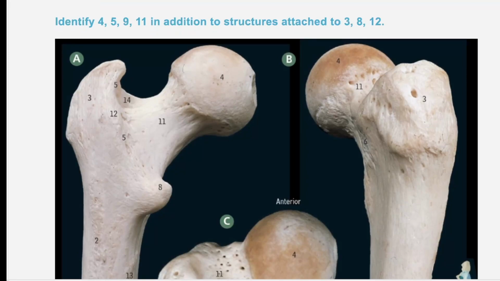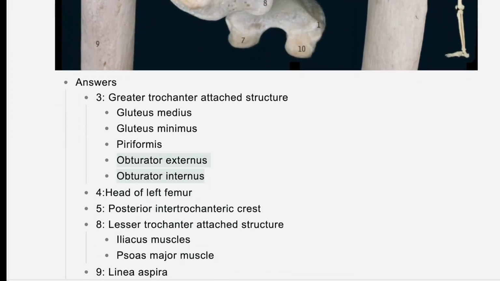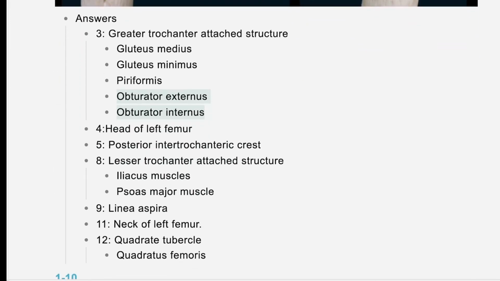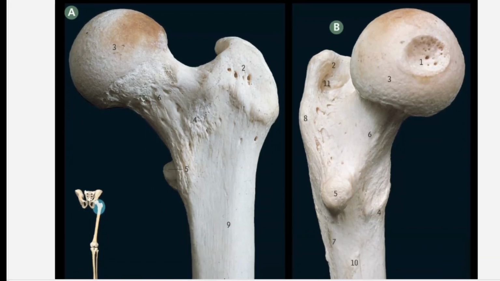So to identify the structures attached to 3, that will be the piriformis muscle, gluteus medius and minimus, obturator externus and internus as well. 8 will have the iliopsoas muscle, or the iliacus and the psoas major muscle as well. Okay, so these are the important structures, and then we have the lines. Maybe 9 is the linea aspera, and 11 is the neck, we said that, and the quadrate tubercle has the quadratus femoris muscle.